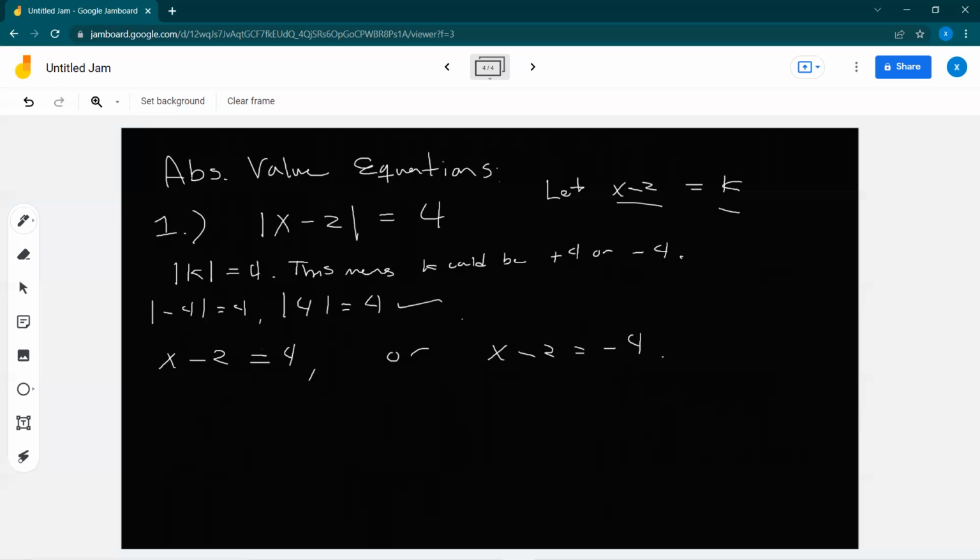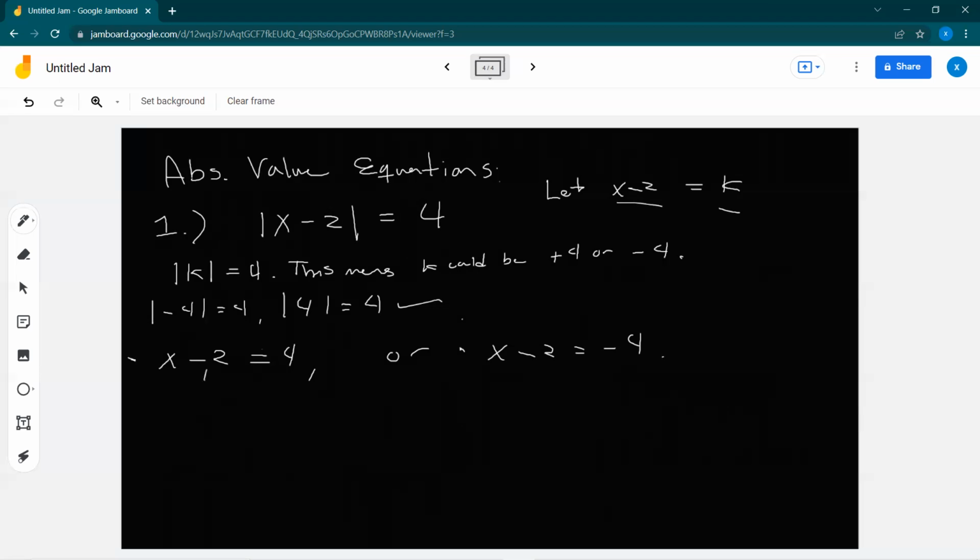And so now all we have to do is solve these little one-step equations separately, and we'll get two answers that actually solve this equation. So these absolute value equations, most of them at least, have two solutions that make them true, right? One that's generally positive and one that's generally negative. So let's solve these two and see what we get as an answer.